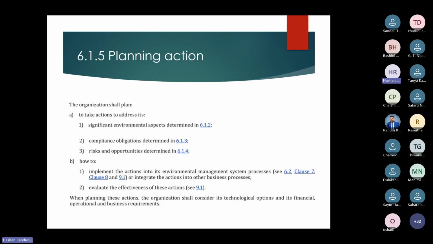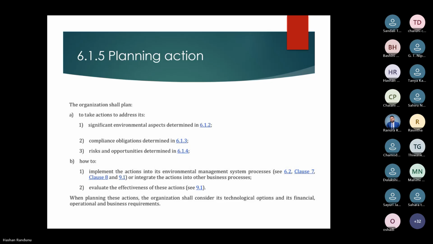Here is planning actions. When we plan actions, the standard says the organization shall plan to take actions to address its significant environmental aspects determined in clause 6.1.2, right? The standard demands that we plan actions for significant environmental aspects. So once we identify them, we need to take actions to minimize or reduce the significance of those identified significant environmental aspects, right? For that, we have to have proper action plans.